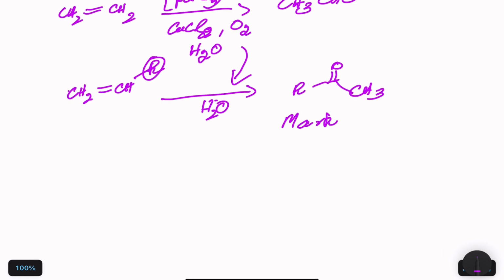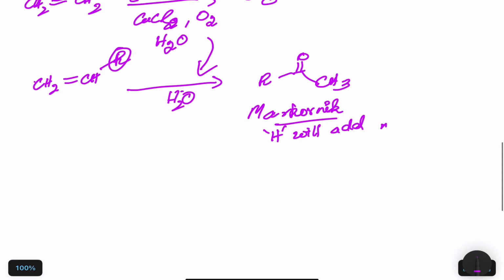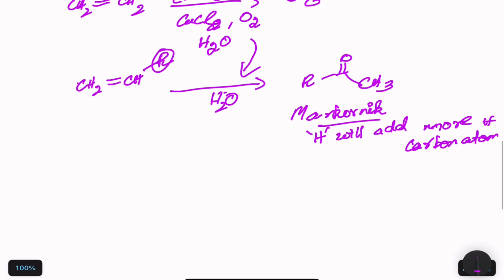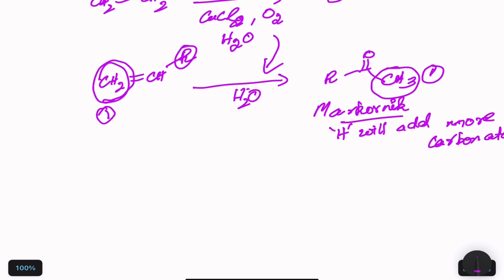What product? Markovnikov. So already we know, according to this rule, hydrogen will add to the carbon atom with more hydrogens, right? So that's a simple trick to understand. Remember this product, here this carbon is having more hydrogens, right? Similarly, consider this carbon as carbon number 1. In that carbon only we have added hydrogen. That's why it's a Markovnikov product.